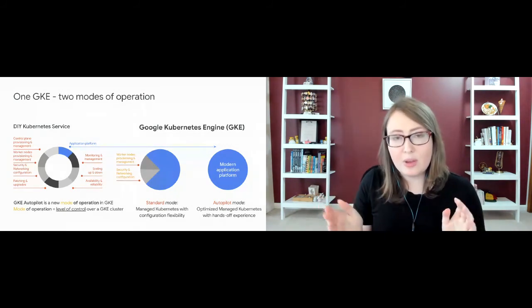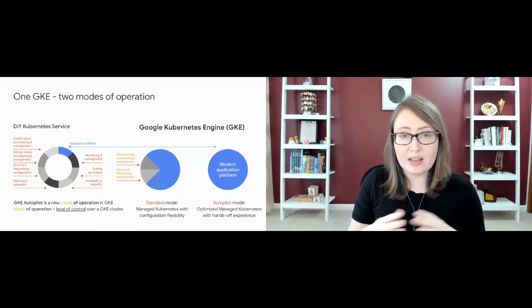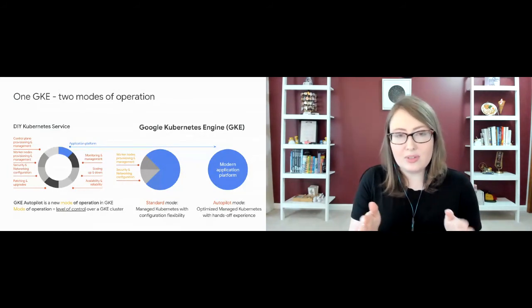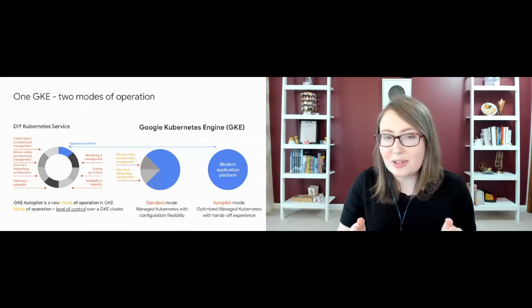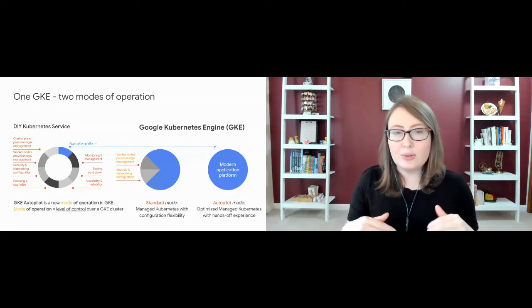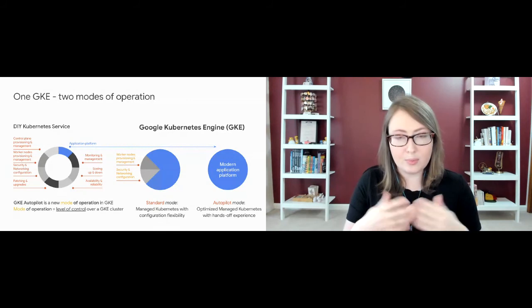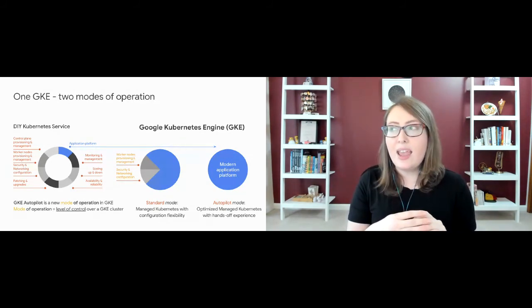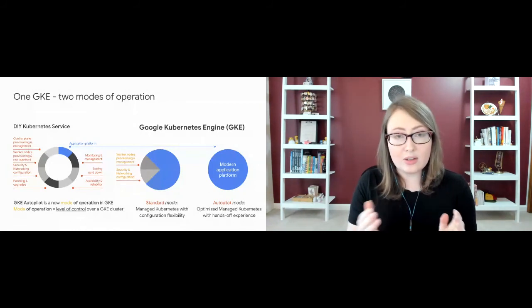And so Autopilot Mode takes this managed Kubernetes concept a step further. Instead of having you take care of figuring out which nodes to provision, Google takes on that as well. So we're now managing your control plane. You wouldn't see that in your cloud console, and you wouldn't see your nodes in your cloud console either.